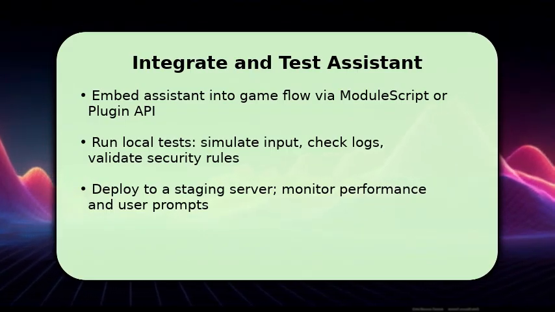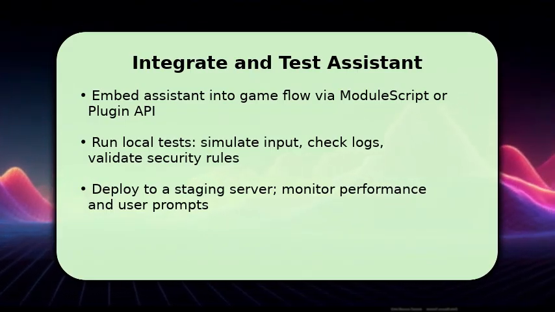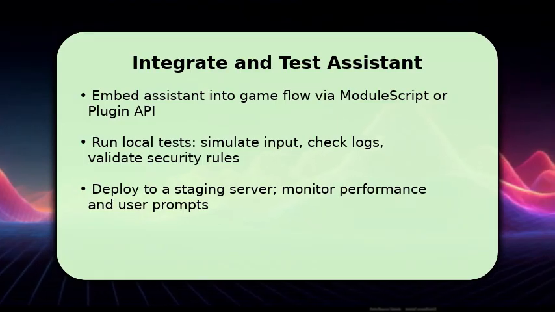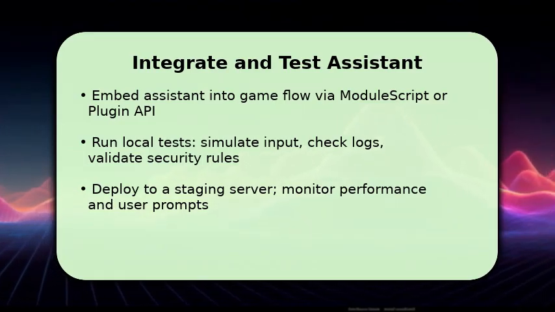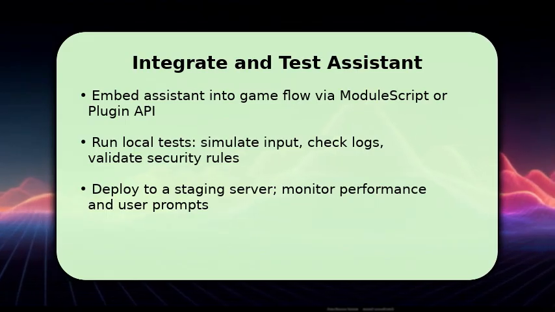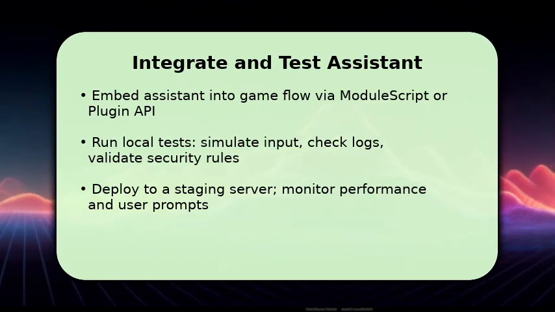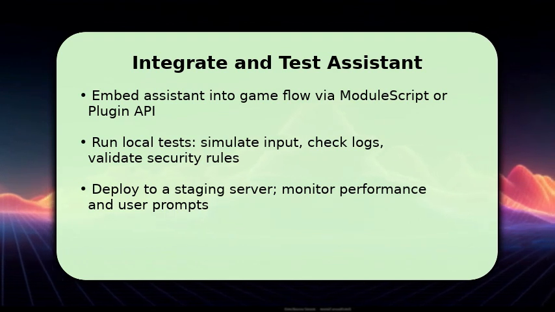After passing tests, publish to a staging place and monitor latency, costs, and edge cases. If something goes wrong, check API key validity and CORS or firewall rules first. Often a permissions or rate limit issue causes failures.